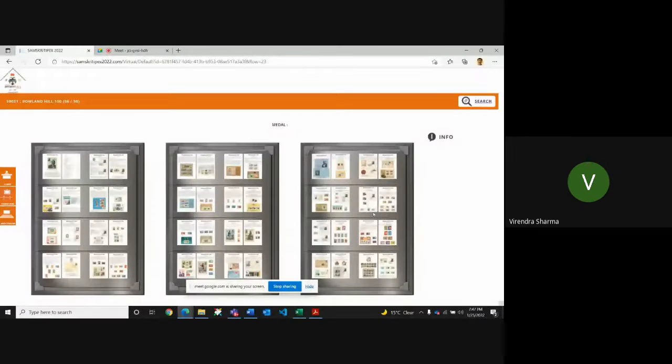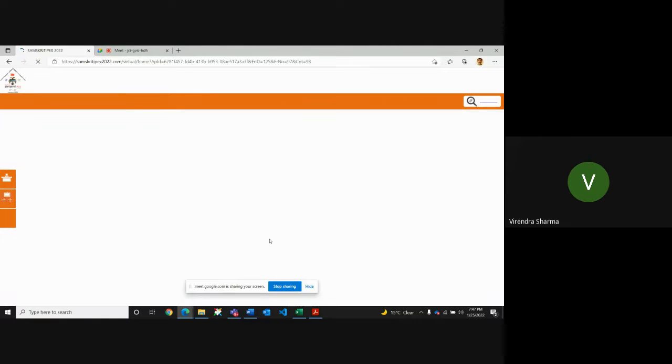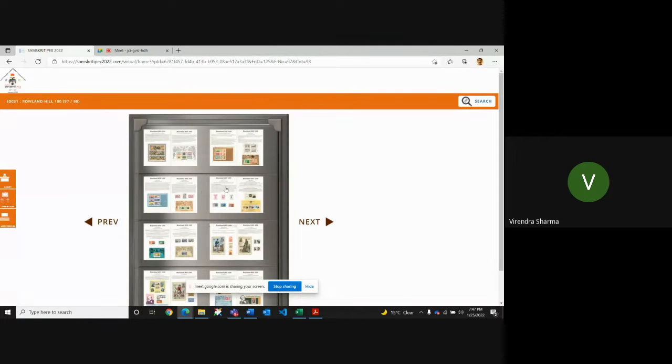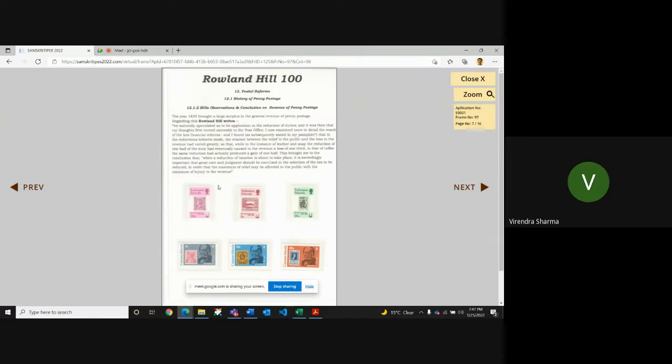As this is not a physical thing, it is a bit difficult for me to open every exhibit at the same time. If you look at this, in terms of description you should be very precise. If you go on any page, try to make it crisp, and whatever philatelic knowledge you want to put related to that particular stamp, you have to mention it here.